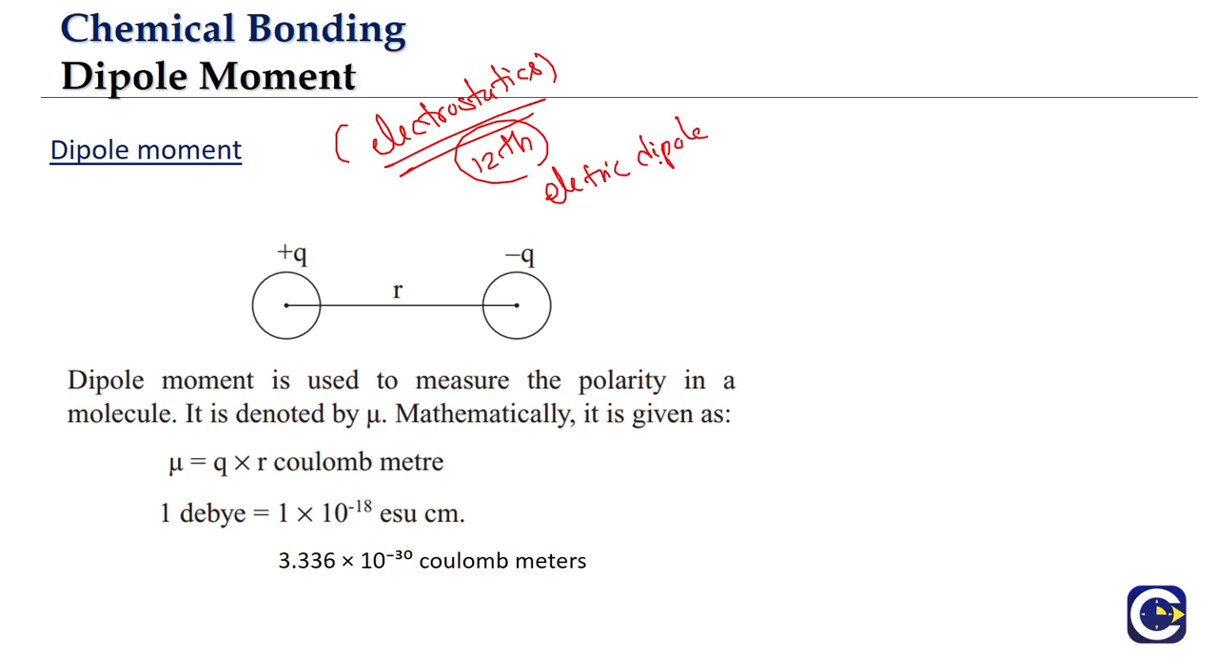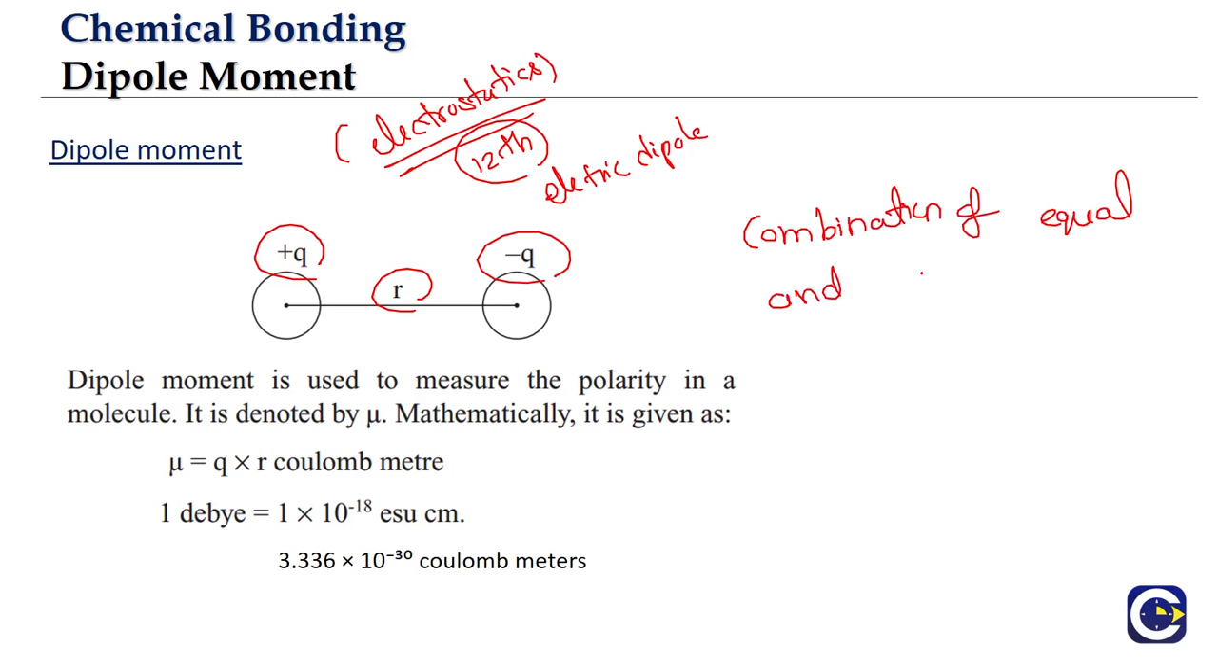What do we call it? Electric dipole. So what is a dipole? If you have two equal and opposite charges which are separated by a finite distance, the distance between the charges being r, this combination of equal and opposite charges is what we call a dipole. A dipole is nothing but a combination of equal and opposite charges which have some given separation.